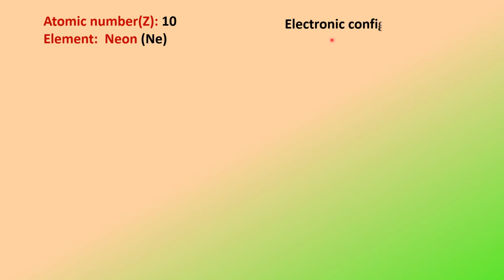The 10th element is neon. It is also called an inert gas or noble gas. Its symbol is Ne. Its electronic configuration is 1s2, 2s2, 2p6. See here, second shell it contains 2 electrons in S and 6 electrons in P. Total 2 plus 6, 8 electrons. 8 electrons is also called an octet.